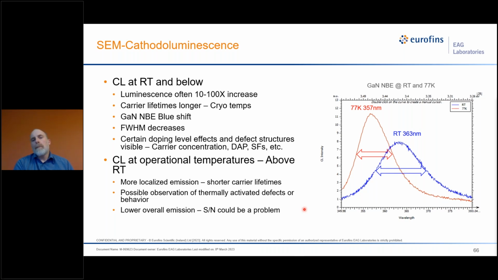So then the concept of doing CL at operational temperatures, which could be tens to hundreds of degrees C above room temperature, there is some evidence that you would end up with more localized emission from defect structures. So you might be able to resolve some sort of thermally activated defects or behavior, which could be very interesting. But overall, you would have potentially lower CL emissions. So signal and noise could be a problem. So acquiring data in reasonable amounts of time might be an issue.